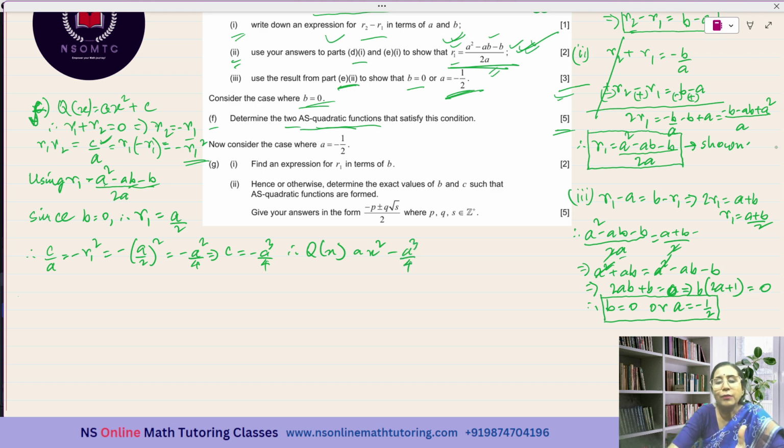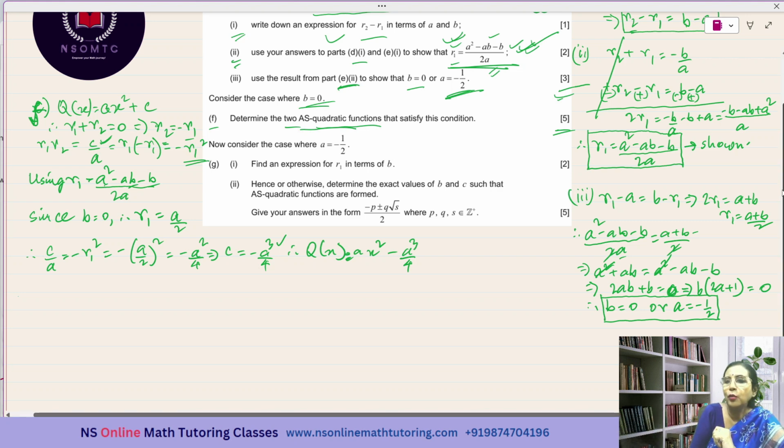But what is the value of A? Because I have to get the numerical coefficients. I cannot keep that as ax square minus A cube over 4. So what can be done? Somehow we have to get the value of A. Just like I had done in the previous subpart, the final subpart, where I had equated two expressions for R1, can I do the same thing over here? One of the expressions for C is this, minus A cube over 4. Can I get some other expression for C?